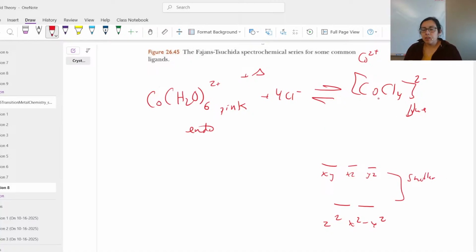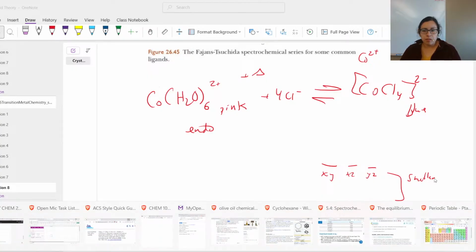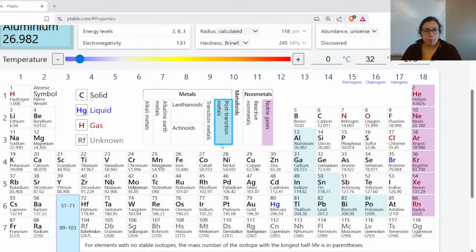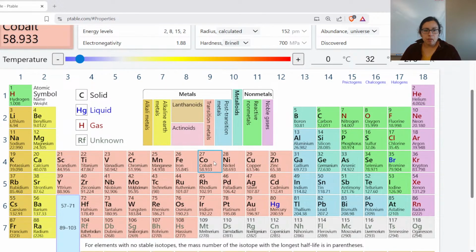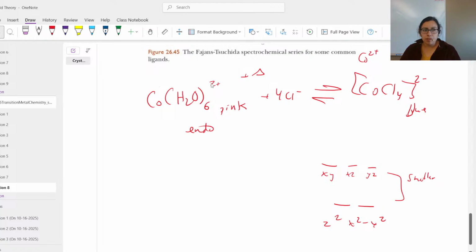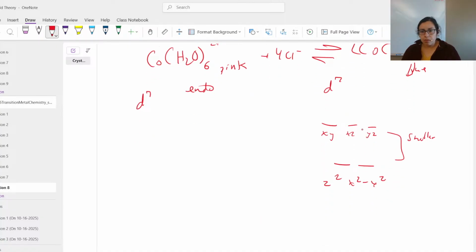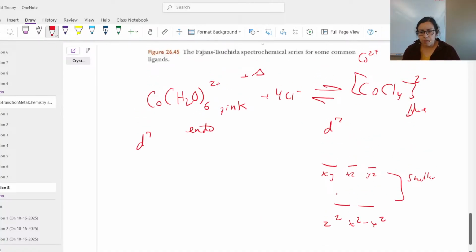Let's try to fill it in. So what do we predict, right? So let's look at our periodic table. So it's cobalt. So it should be cobalt 9, right? But then it's cobalt 2 plus. So how many electrons do I have? 7. And so they're both d7. And then again, just trying to predict what it would look like. So we predict high spin. So 1, 2, 3, 4, 5, 6, 7 potentially. Again, with a small energy gap.